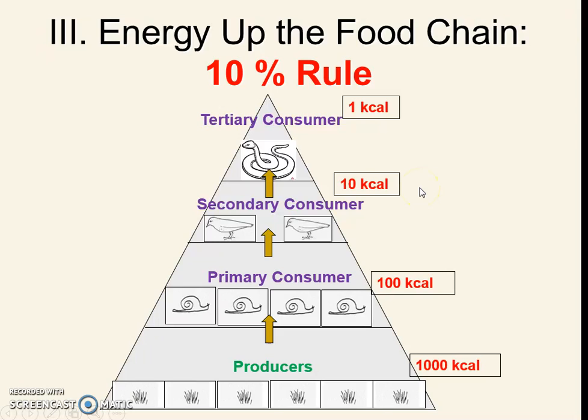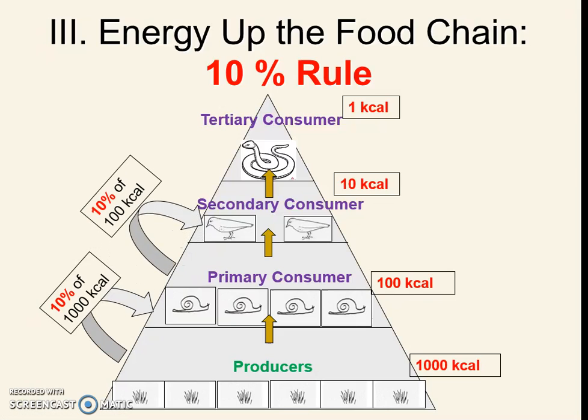We call this the 10% rule because as energy moves up the pyramid or up a food chain, a lot of energy is lost. Actually, only 10% of the energy moves to the primary consumers. 100 is 10% of 1,000. How much energy actually makes it up here? 10 kilocalories is what percentage of 100? That one's a little bit easier. 10%. And 1 out of 10 is also 10%. That's why we call this the 10% rule.